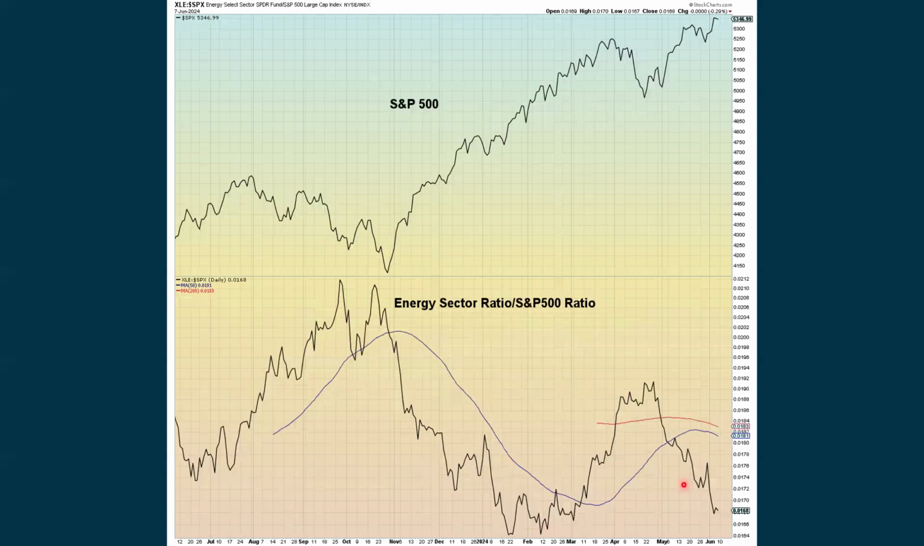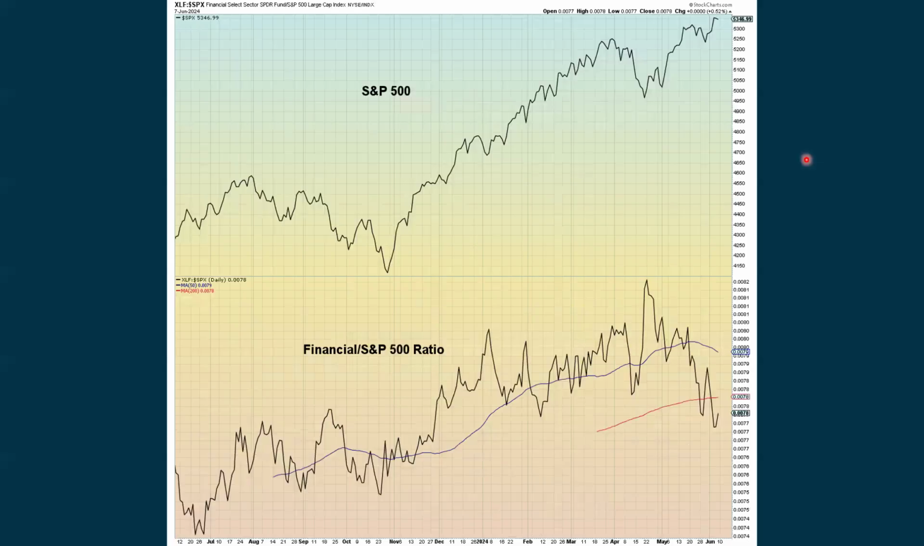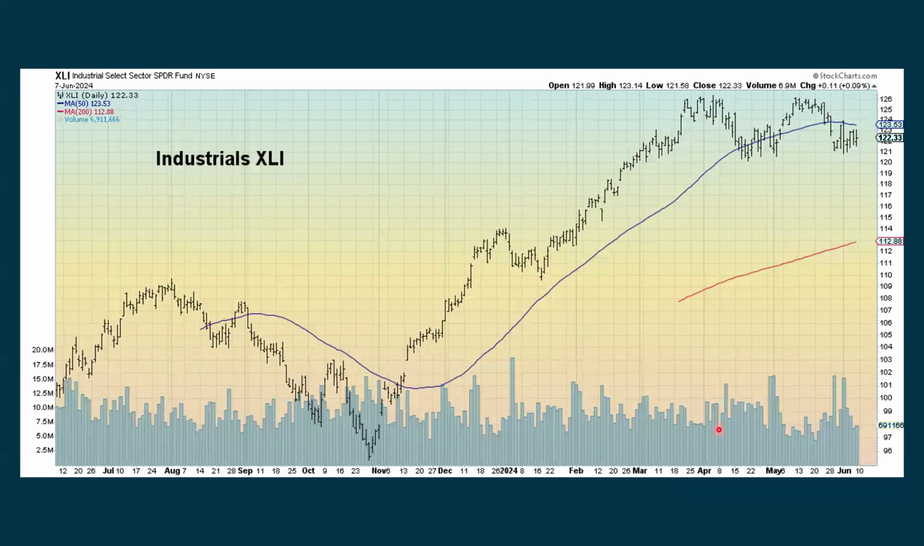And it's going back to underperforming the rest of the S&P, where from March up until about the end of April, this was really starting to bounce back up. Now it's starting to pull back. Financials still holding up okay, right along their 50-day moving average here on the daily chart, still in an uptrend, but lately have been pulling back when compared to the S&P.